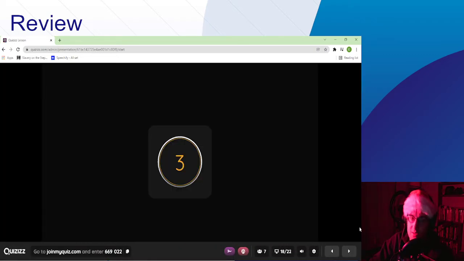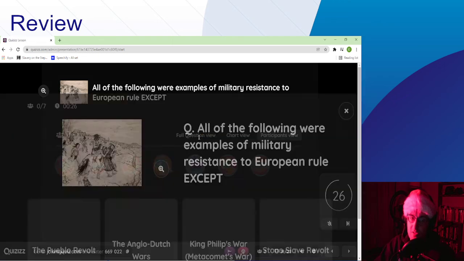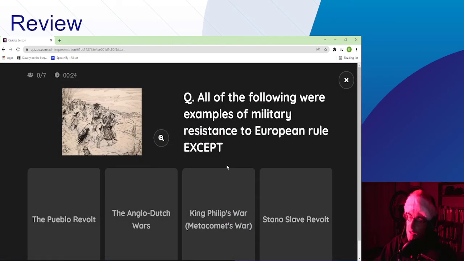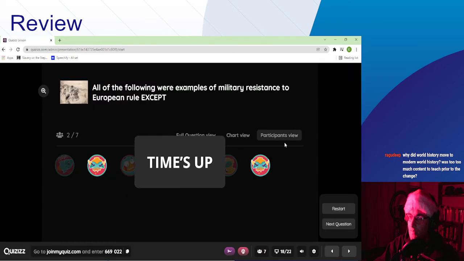Coolio. All right, let's go. Almost done. Just a couple more questions, and then we'll switch gears and do something else. So all the following are examples of resistance to military rule by Europeans, except what? Which one of these is not an example of an indigenous people resisting imperial rule? This one's in the name. I feel like this one should be pretty obvious, but let's see what we got.